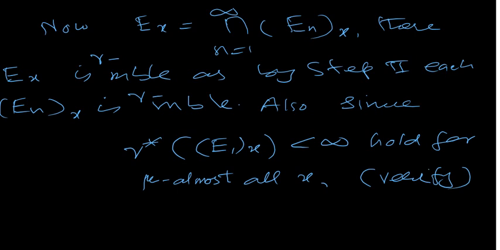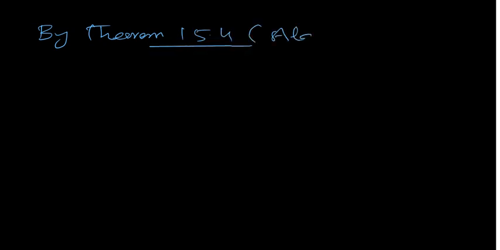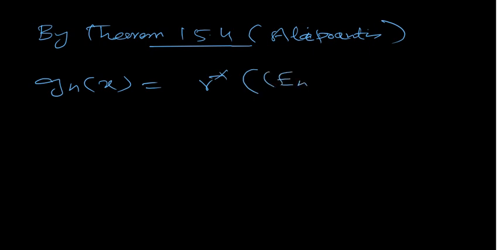By one of our theorems which we had done in the first course of measure theory, you can see it in Lprints, theorem 15.4, this gn x, which is equal to nu star of En x, will decrease to nu star of Ex, because En decreases to E actually. So En x will decrease to Ex, which means that nu star of En x will decrease to nu star of Ex. This holds for mu almost all x.